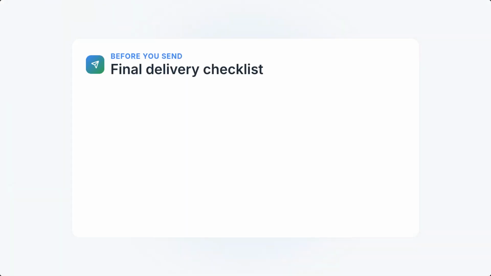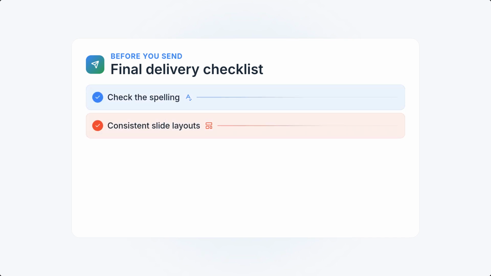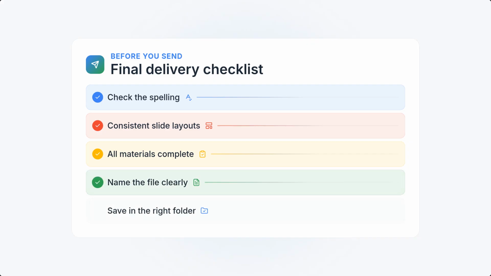And once the build is done, don't hit send straight away. Check the spelling, make sure the layouts stay consistent from slide to slide, and confirm the final presentation materials are complete before delivery. Then finish the job properly by naming the file clearly and saving it in the right folder, so you can find it again fast and share the correct version without any mix-up.